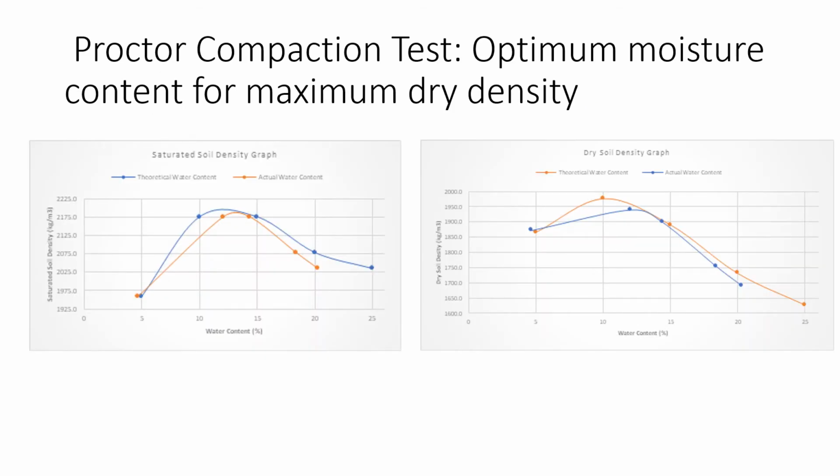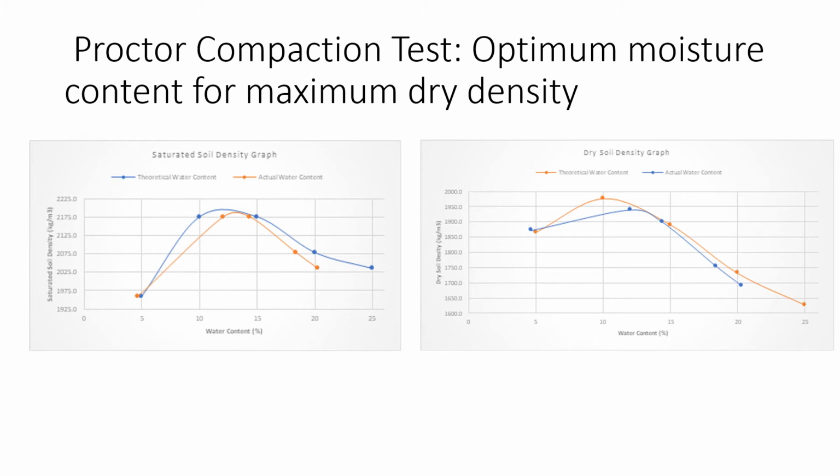The standard Proctor compaction test is used to find the moisture density relationship. This is done by compressing a soil sample at different water contents and finding the dry soil density. This allows you to easily see how the stability of a soil sample changes over a varying water content.